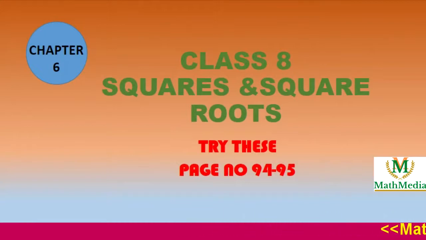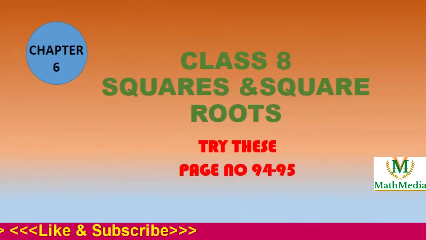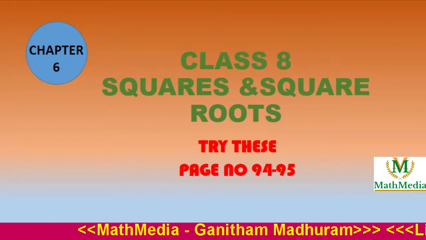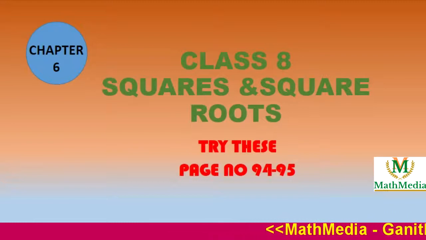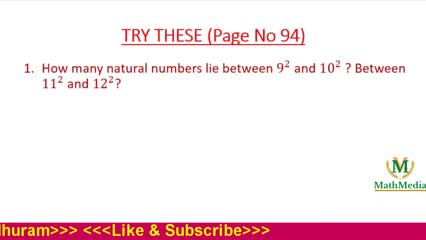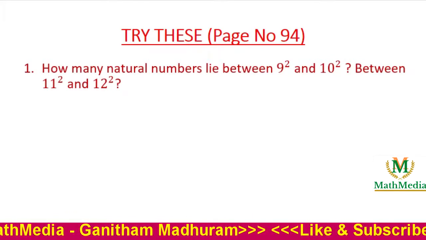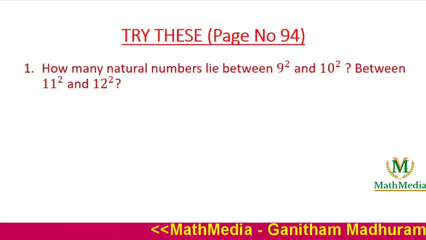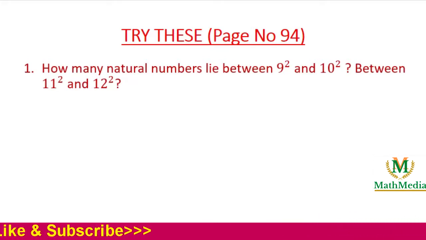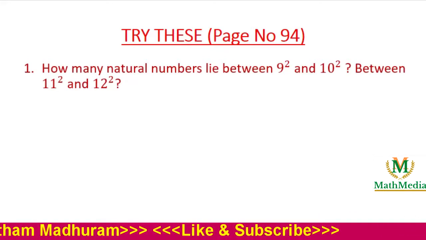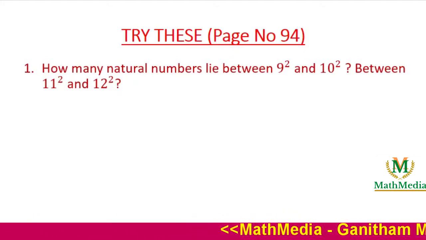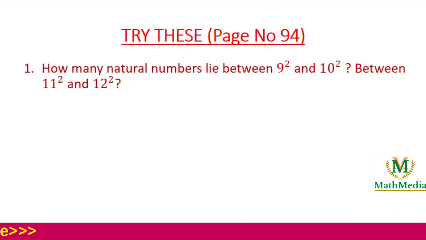Today I am going to discuss Class 8 Mathematics Chapter 6 Squares and Square Roots. First we will solve questions from page number 94. Our first question: how many natural numbers lie between 9 square and 10 square? Second part, between 11 square and 12 square.